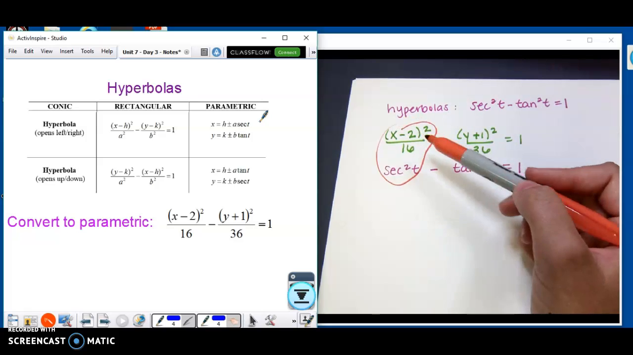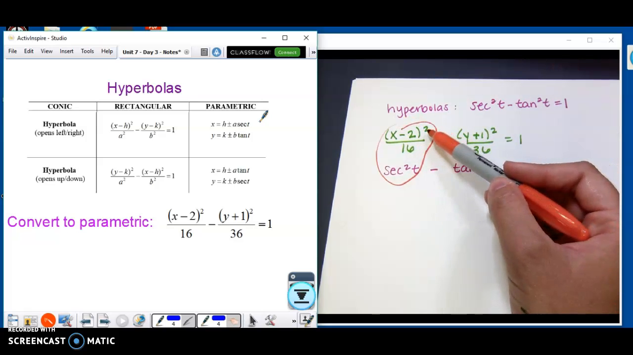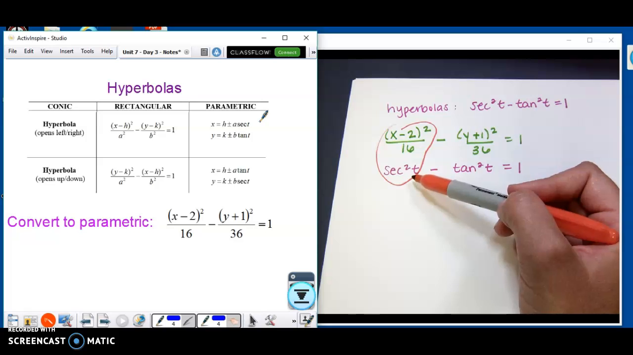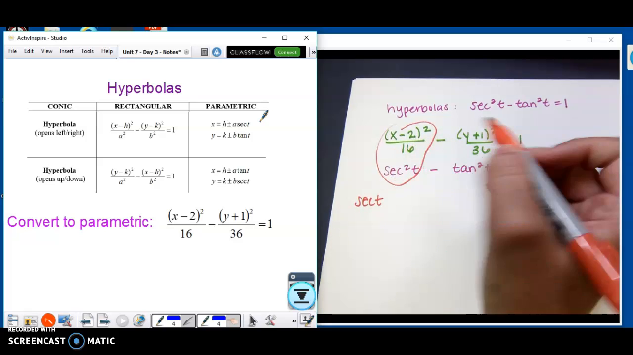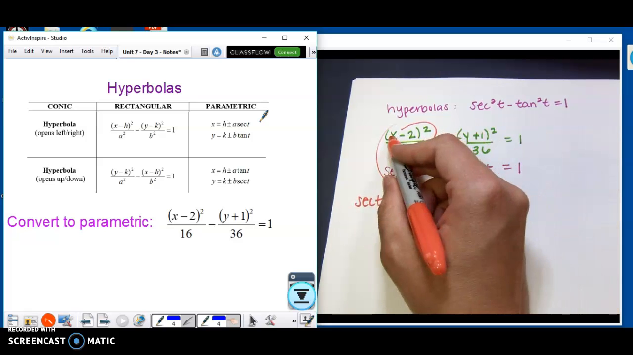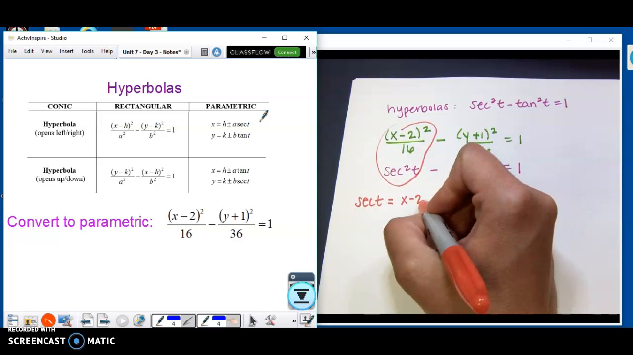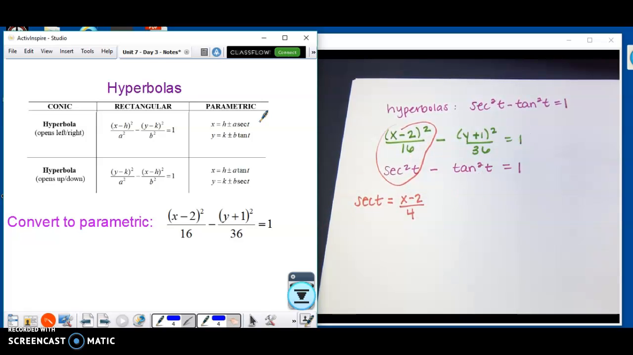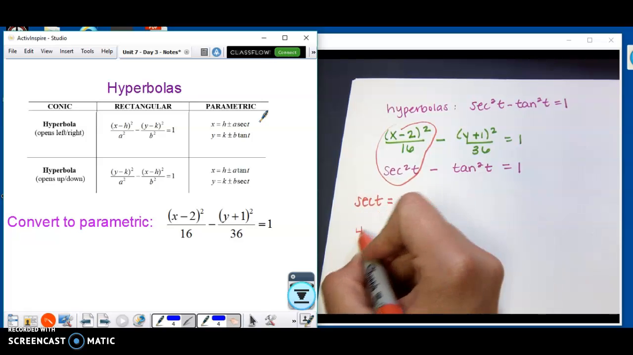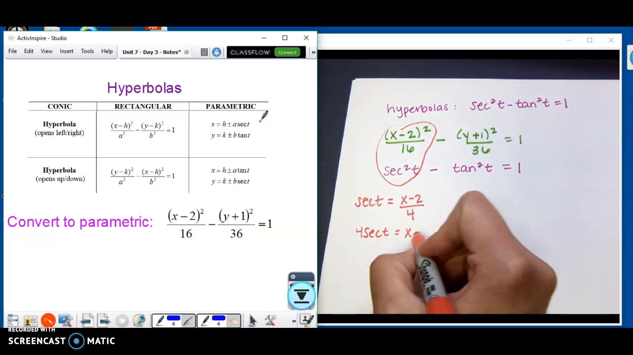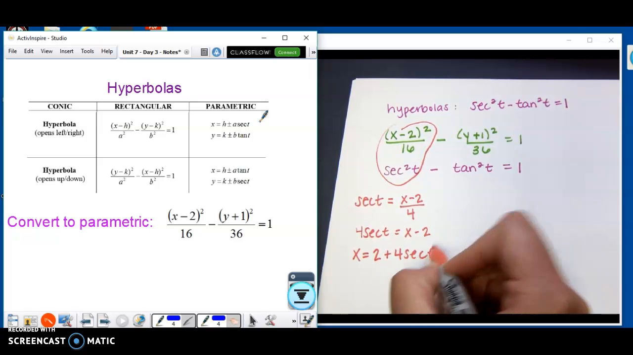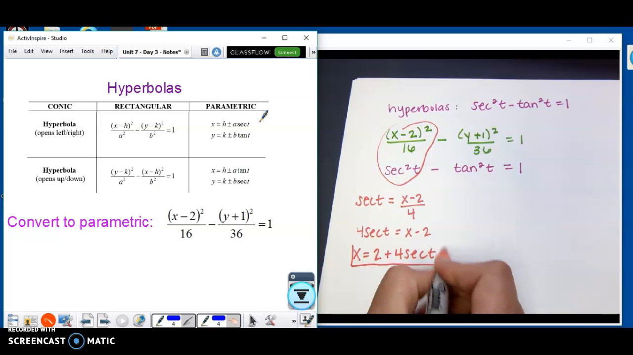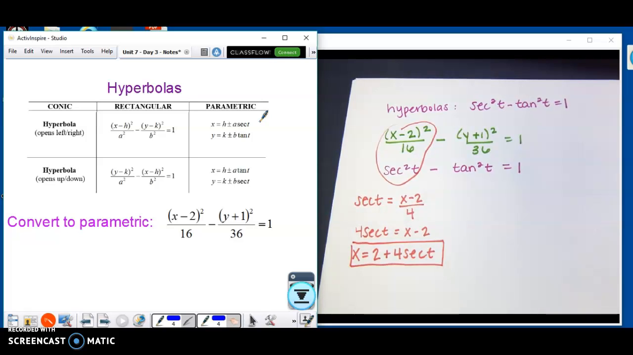Once again, just like with cosine squared plus sine squared, everything is squared. So if you want to take the square root in your first step, you can do that. If I take the square root of secant squared t, it's just going to be secant t, and that's equal to the square root of (x minus 2) squared, which will be x minus 2, over the square root of 16, which will be 4. Remember for parametric, the goal is to solve for your x equation and y equation. So if I solve this for x, I'm going to cross multiply, and then add my 2 over and put it out front. So I end up with x equals 2 plus 4 secant t.